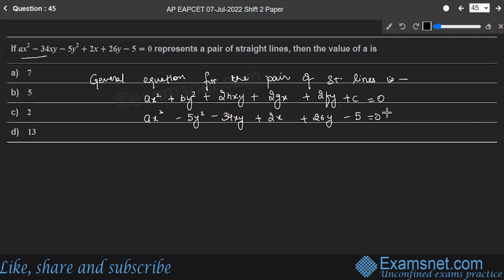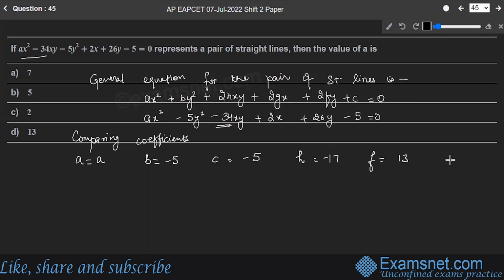So when comparing all the coefficients of the given variables, you will get the value of all. A is represented by A only over here, and the value of b is minus 5, c is minus 5, and h is half of the coefficient of xy, which comes out to be minus 17. Then you have f, which is equal to half of the coefficient of y, which is 13, and you are left with g. g is half of the coefficient of x, which is equal to 1. So these are the values of the given variables.